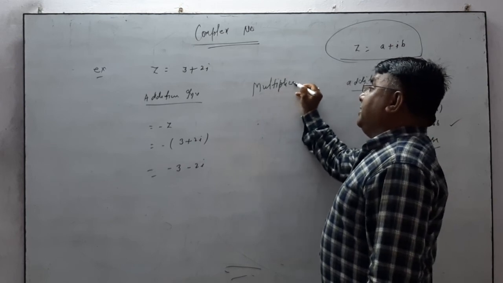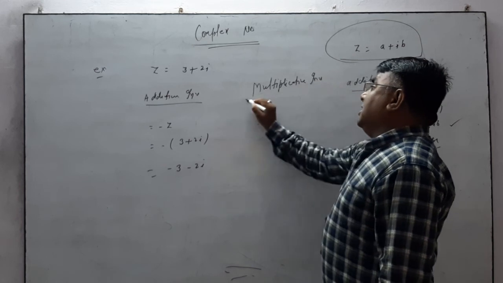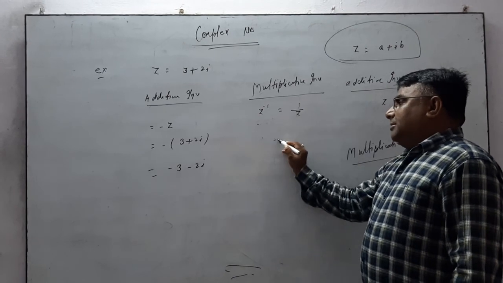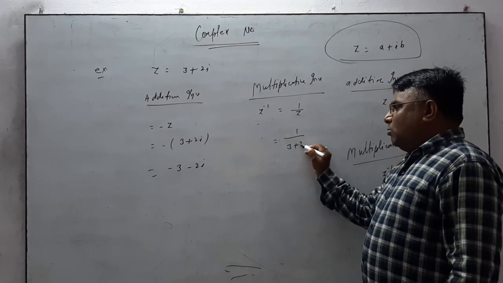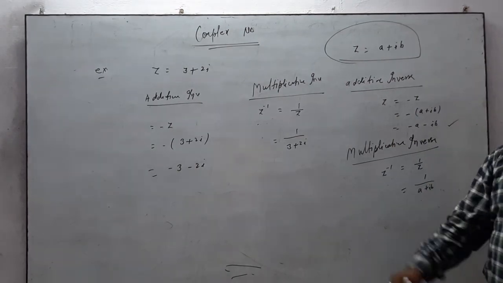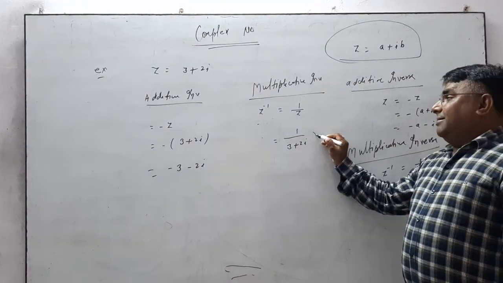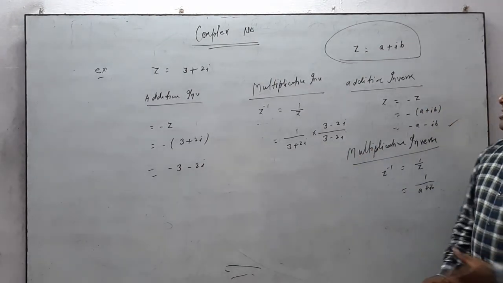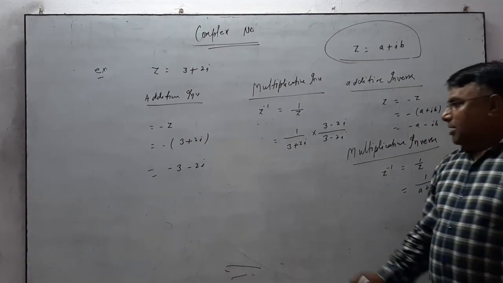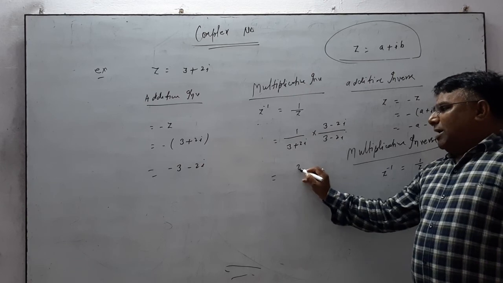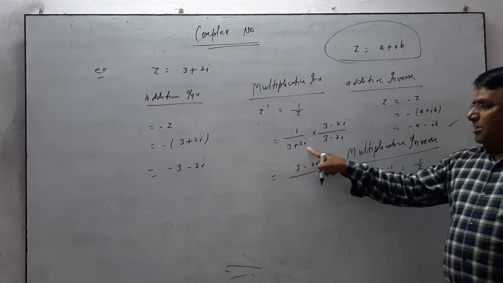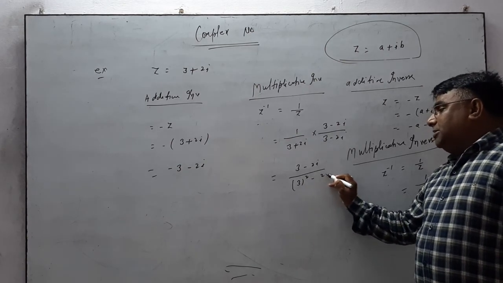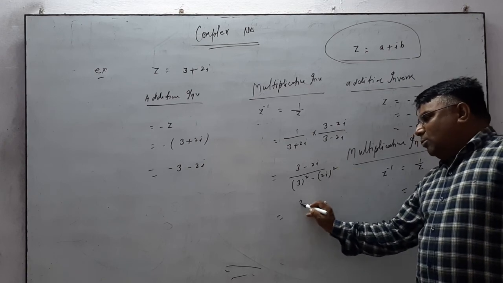Multiplicative inverse means z raised to the power minus 1, that means 1 upon z, where z is given as 3 plus 2 iota. Right? But now there is a complex number in the denominator, so rationalize. Multiply by 3 minus 2 iota upon 3 minus 2 iota. Any complex number should be in the form of a plus iota b. After rationalizing, the numerator is 3 minus 2 iota as it is. In the denominator, this is the identity a plus b times a minus b, which is a square minus b square.